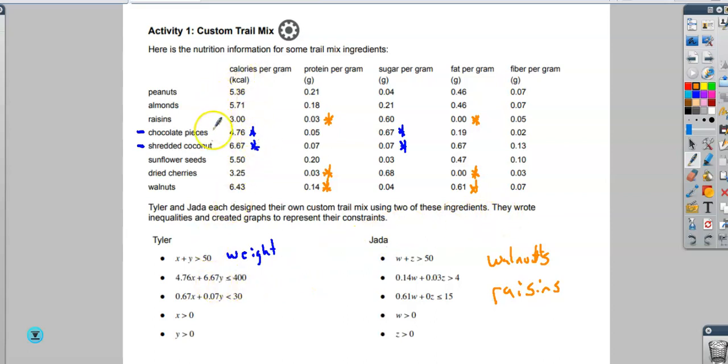So you know the first inequality came from here, so that's the calories. So he wants his trail mix to have less than or equal to 400 calories per gram, right? And then this equation came from the 0.67 sugar per gram. So he wants his trail mix to have less than 30 grams of sugar. Right, there's the grams of sugar per gram.